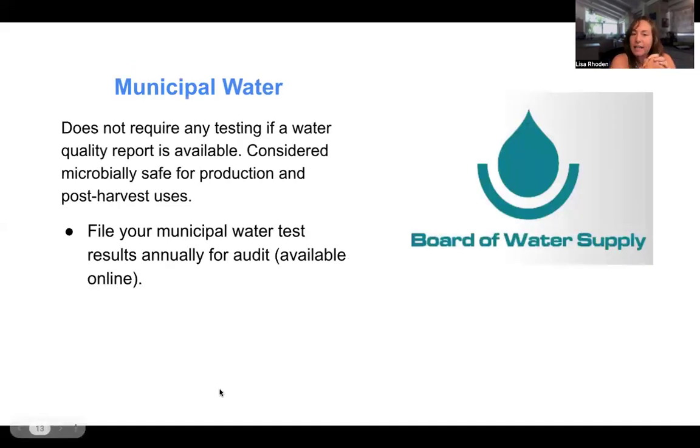Municipal water, as I've said, no requirement for you to test this water if the water quality report is available. And so in Hawaii, our Board of Water Supplies by county typically have this information up. It usually gets renewed in July or so. So at that point, one of the services that we provide for you guys is to track that information down and file it in your Heavy Connect binder so that it's there.